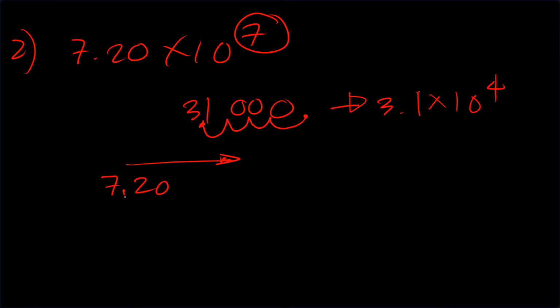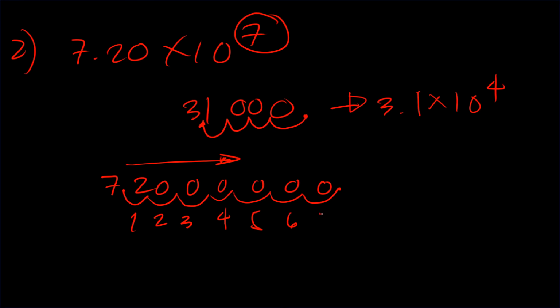So, from here, 1, 2, 3, 4, 5, 6, 7. So, andito na yung decimal places mo. So, we have here 0, 0, 0, 0, and another 0. So, bilangin natin. 1, 2, 3, 4, 5, 6, 7. So, ito yung original value natin, which is 72 million. So, kapag in-express mo siya into scientific notation, ito yung scientific notation niya.